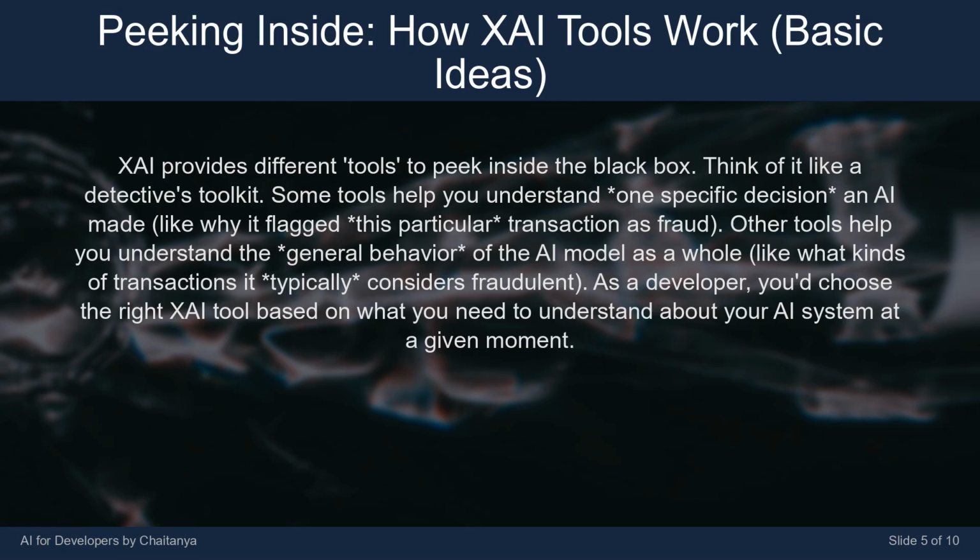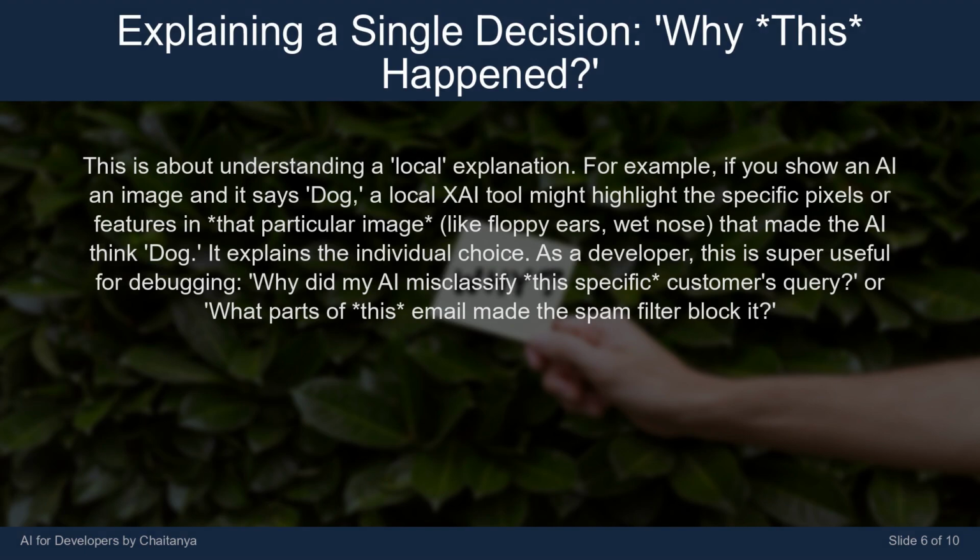This is about understanding a local explanation. For example, if you show an AI an image and it says, dog, a local XAI tool might highlight the specific pixels or features in that particular image, like floppy ears, wet nose, that made the AI think, dog. It explains the individual choice. As a developer, this is super useful for debugging. Why did my AI misclassify this specific customer's query? Or, what parts of this email made the spam filter block it?